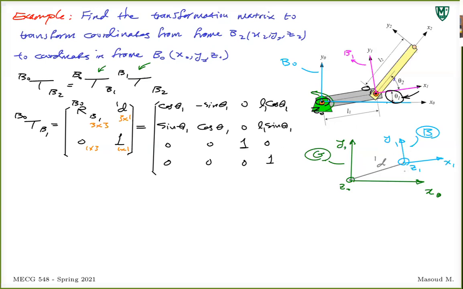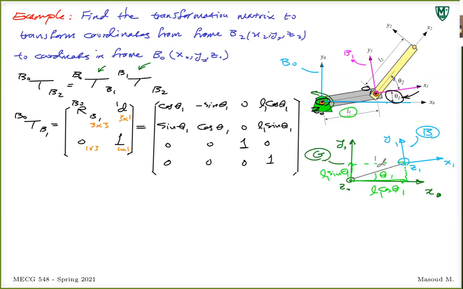This is decomposing this vector. And here is this vector. The length is given as L1. So if this is theta 1, this one becomes L1 cosine theta 1, and this one becomes L1 sine theta 1. Let me close this. All right. Let's do the next one.